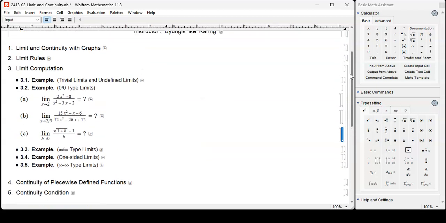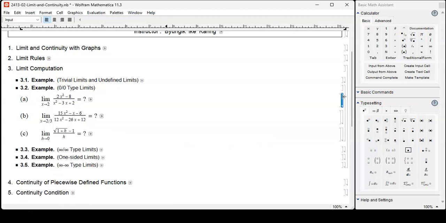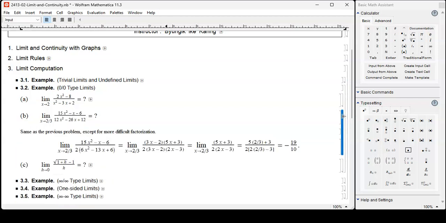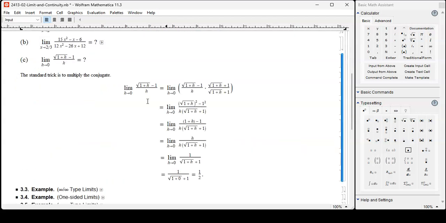Okay, that concludes 0 over 0 type limit. The simplest and the most important. Let's review again. Factor and make sure you put this limit notations. Again, factor and make sure you have all those limit notations. And here, multiply by conjugate and simplify. Again, we have to have all this limit notation until the very last moment when you're plugging in.